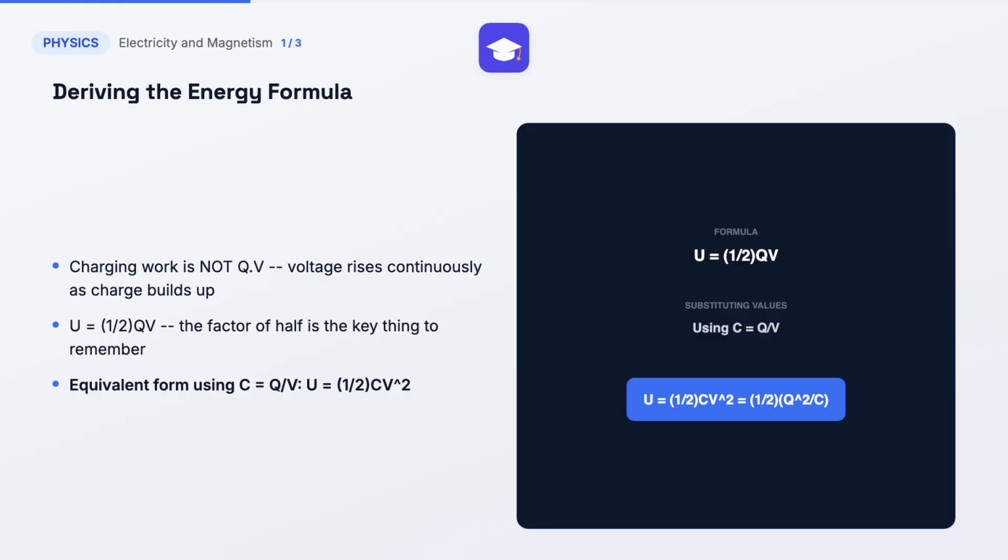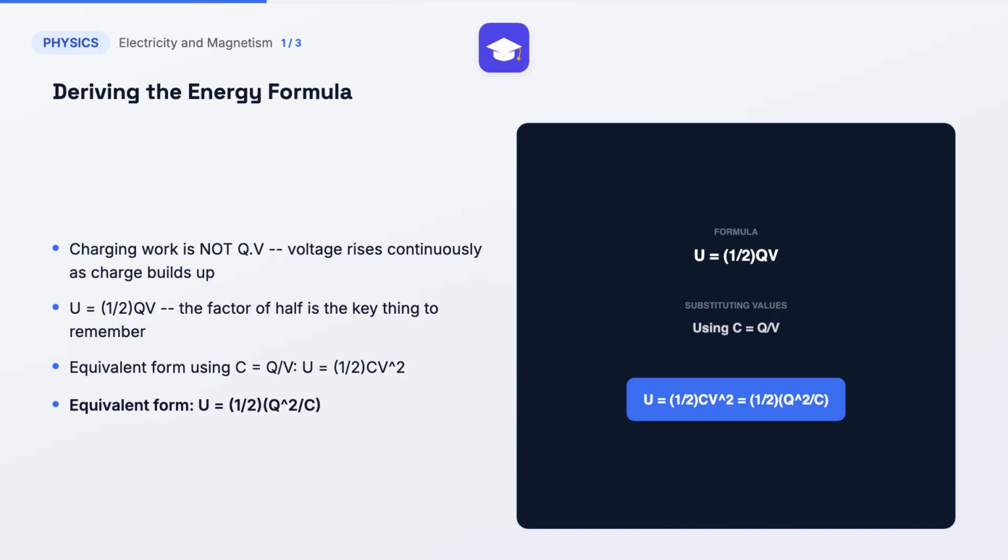Using capacitance, C equals Q over V. Two other completely equivalent forms are U equals half CV squared, or U equals half Q squared over C, and all three forms genuinely describe the exact same stored energy.